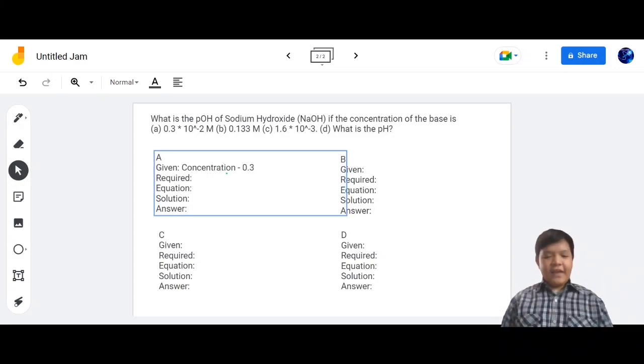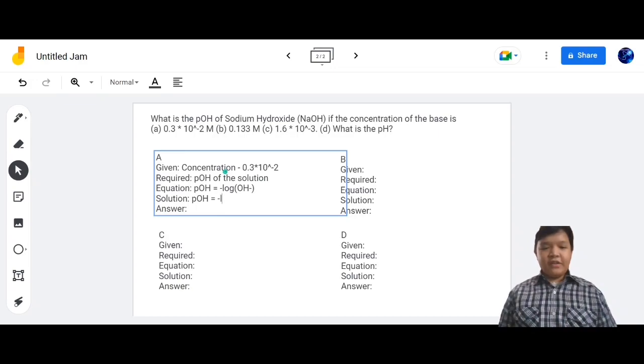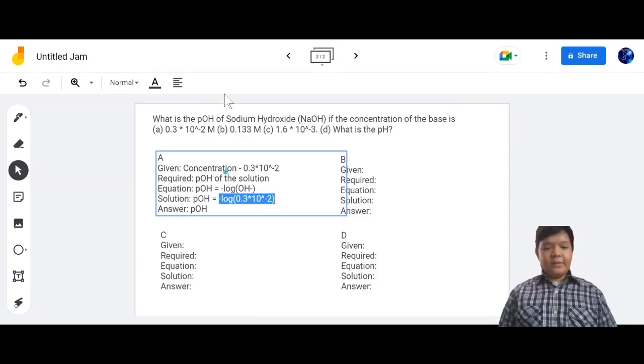So for A, we are given the concentration, which is 0.3 times 10 to the power of negative 2. We are required to get the pOH of the solution. The equation for pOH is that pOH is equal to the negative log of OH minus. So our pOH is equal to the negative log of 0.3 times 10 to the power of negative 2. If we input this into our calculator, we get our answer. Our pOH is equal to 2.5.